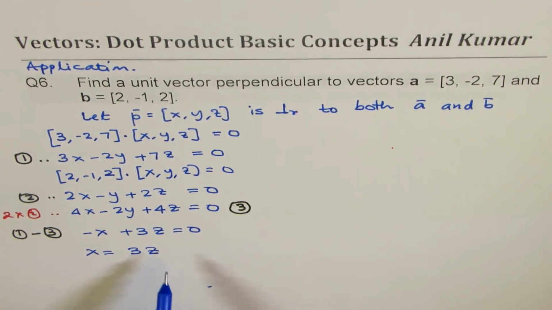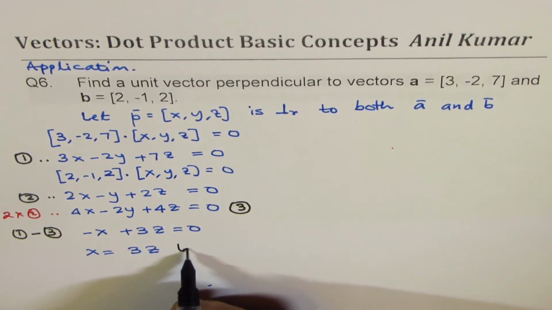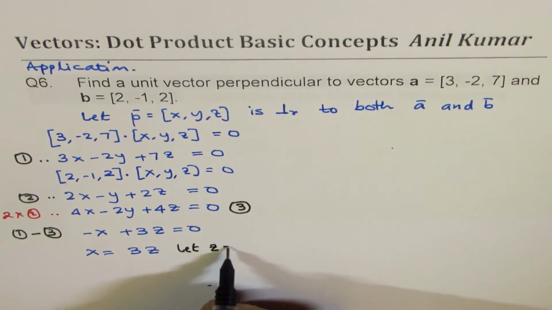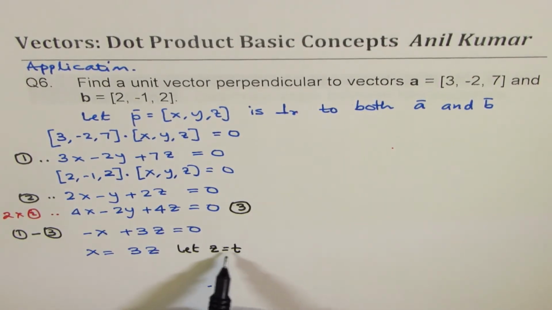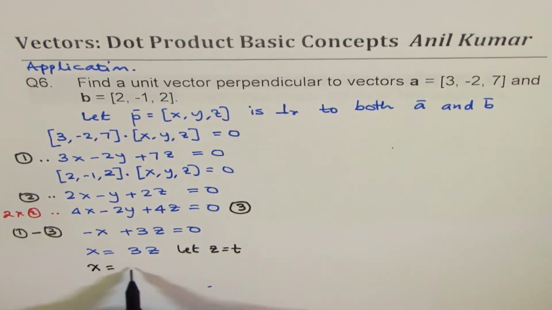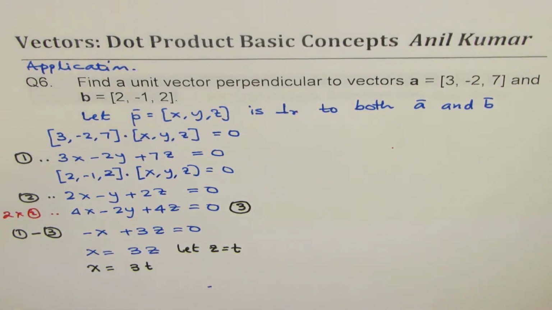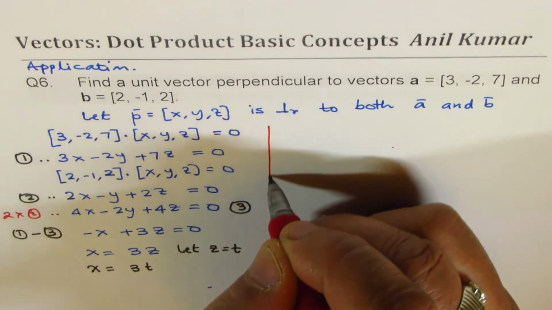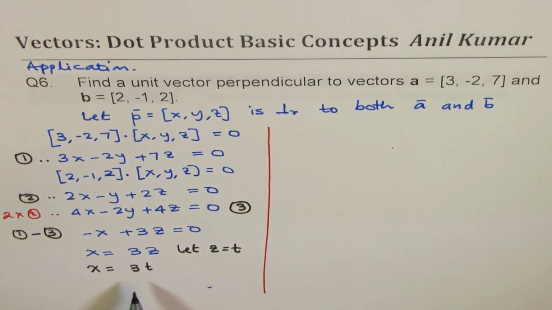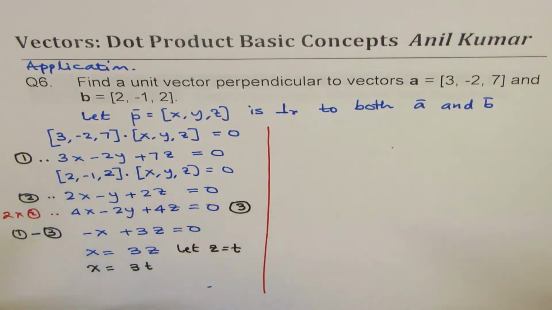Now in such cases, we can use a parameter. So we'll say let z equal t. Now if z equals t, then x is equal to 3t. Do you see that? So we used a parameter to further simplify.